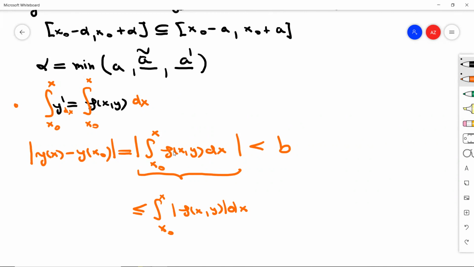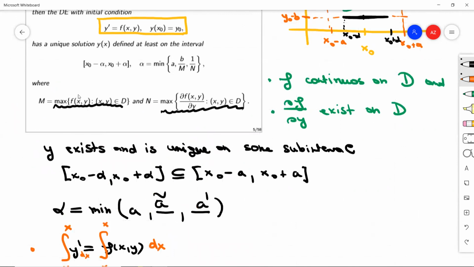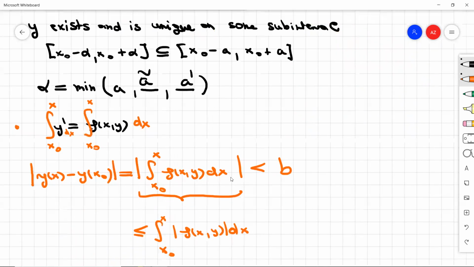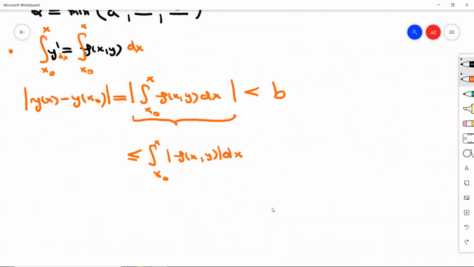But for the absolute value of f, we have here on the slide this M. So this capital M denotes the maximum of f on the rectangle D. So this absolute value is smaller than the maximum of f on the rectangle. So this definite integral is then smaller than the integral from x0 to x of this constant M.